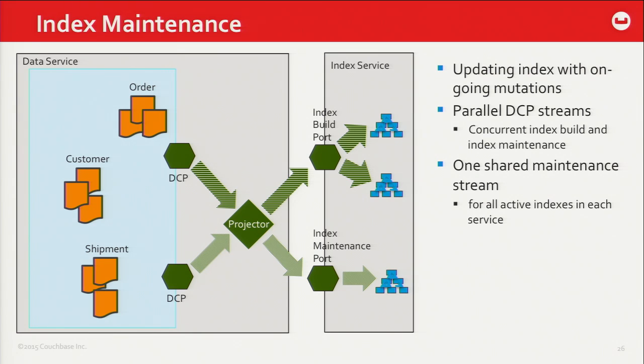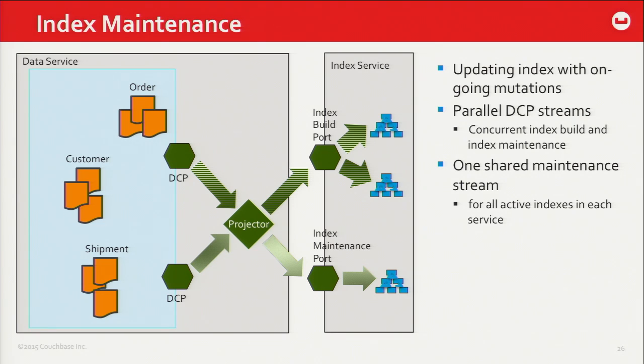Now, once we build the index, we have to keep the index up to date. If there are ongoing mutations coming in, we need to keep the index up to date with these ongoing mutations. The way index maintenance is done is really similar to index build. Again, there is a dedicated DCP stream between the data service and the index service just for index maintenance. And again, the projector plays a role in reading from this stream, extracting the document fragments, and then forwarding those changes to the index services.